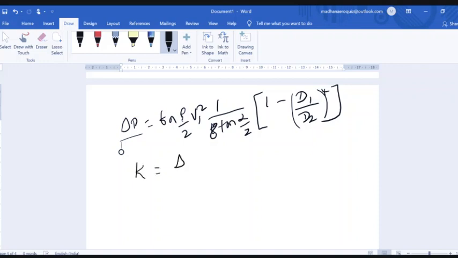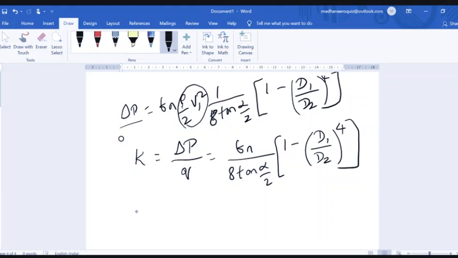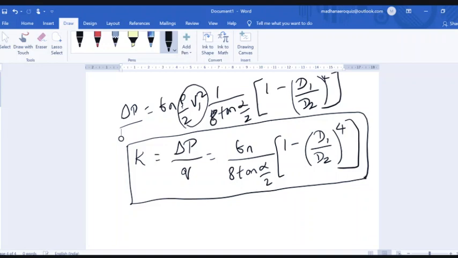So K, in the beginning I told you about the pressure coefficient, and Q is nothing but half rho V square. So that is this term, so this term is getting neglected. And other than this half rho V square, the term will be like F1 by 8 tan alpha by 2, times 1 minus d1 by d2 whole to the power of 4. Right, so this will be the finalized pressure loss coefficient equation for the diffuser section.